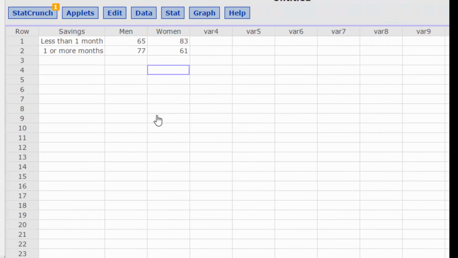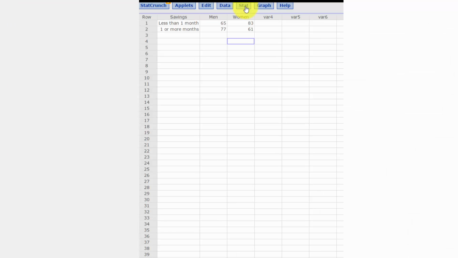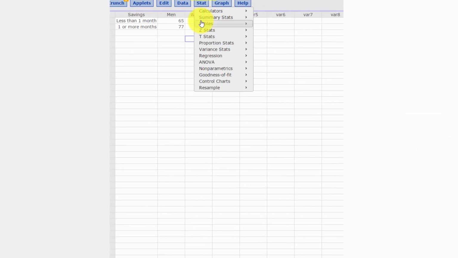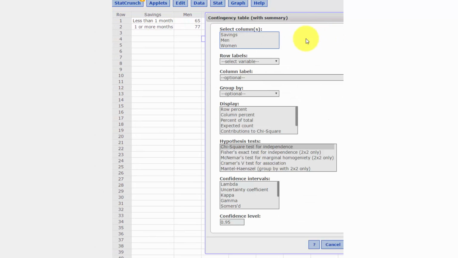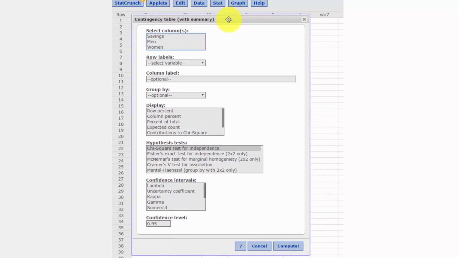Here, I've labeled the columns men and women, and the rows less than 1 month, one or more months. I also entered the values 65 and 83 in the first row, and 77 and 61 in the second row. Click on Stat, Tables, Contingency with Summary. And that brings up this dialog box.